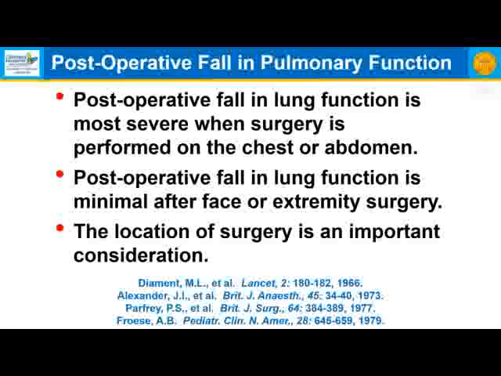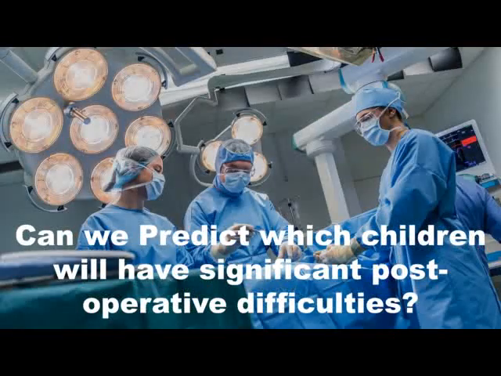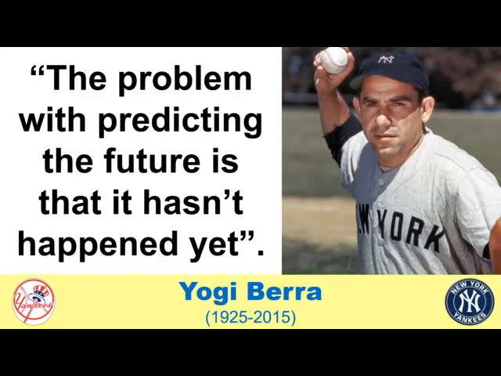Post-operative fall in lung function is most severe when surgery is performed in the chest or abdomen. Post-operative fall in lung function is minimal after face or extremity surgery. What about preoperative prediction of postoperative risks? Can we predict which children will have significant postoperative difficulties?